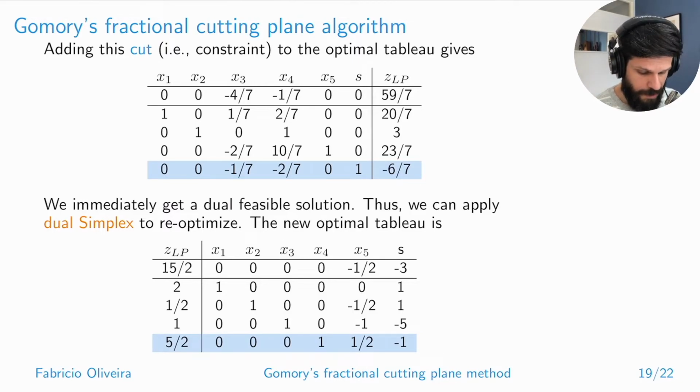I noticed I forgot to move this column to the other side. Sorry, it'd just be confusing, but bear with me. So now I solved it with dual simplex, found a primal feasible solution, and also dual feasible, so it's optimal. However, I still have a couple of variables that are fractional. So I have x2 and I have x4, both fractional. Right. So what to do next?